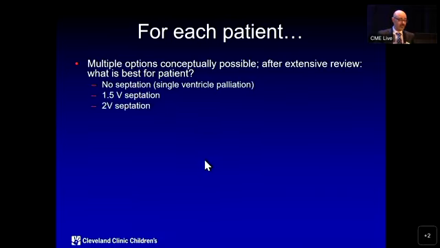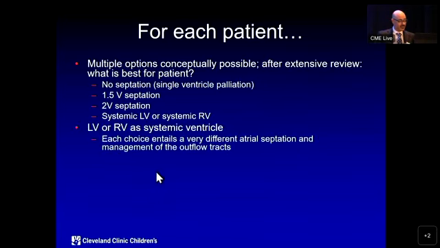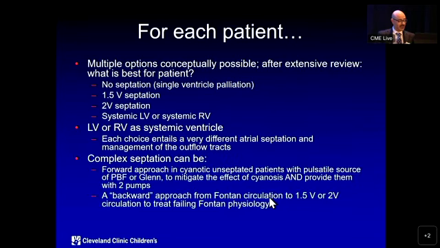Or it could be 1.5 ventricle circulation, or it could be 2 ventricle circulation, and with each of these options, you could place the left ventricle or the right ventricle in the systemic position. And whether you do LV or RV as systemic ventricle, each will entail a very different atrial septation and management of the outflow tracts. And as Dr.